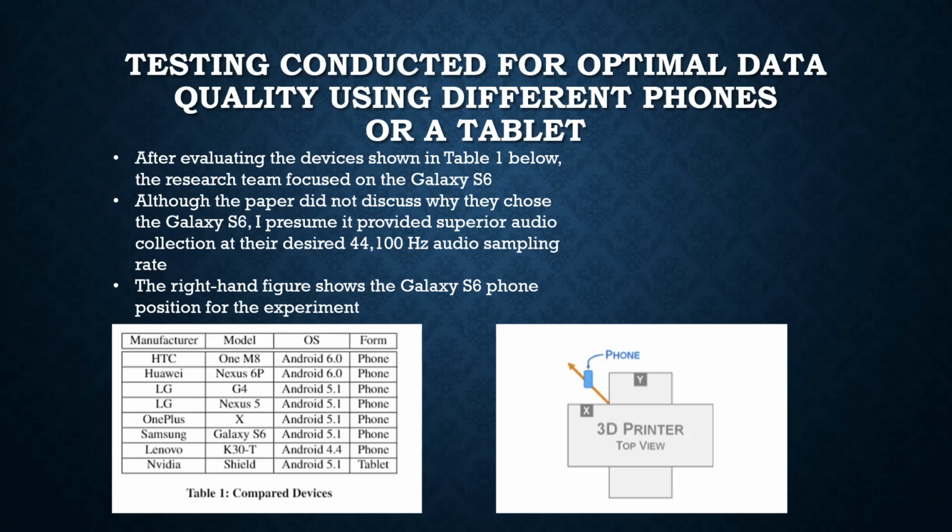And even though the paper didn't really go into detail why they chose the Galaxy S6 for the remainder of the study, I kind of have a feeling it must have provided superior audio collection, where they were collecting at 44,100 hertz audio sampling rate. I also wanted to point out on the right-hand side, there's a figure that sort of shows what the test setup looks like more abstractly.